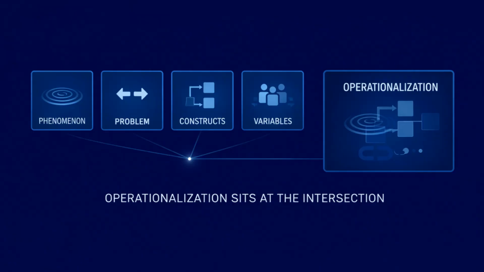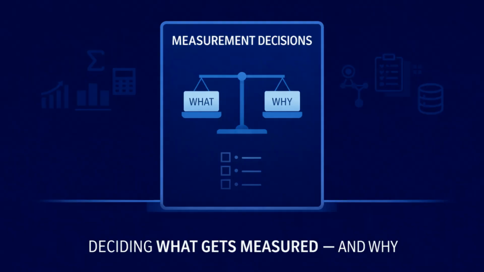Up to this point, you have identified a phenomenon, articulated a problem, clarified constructs, and selected variables that represent those constructs. This video revisits those steps on purpose, because operationalization sits at the intersection of all of them. If any earlier choice is unclear, it shows up here. What this video is doing is teaching you how to make defensible measurement decisions. It is not teaching statistics, analysis, or how to run instruments. It is teaching how to decide what gets measured and why.